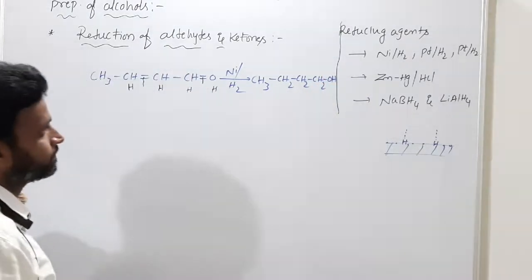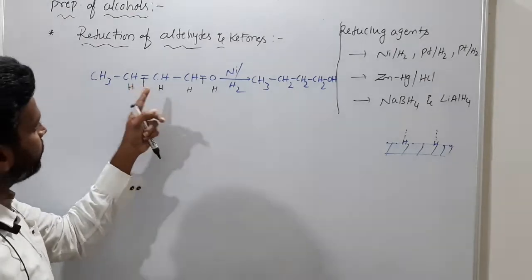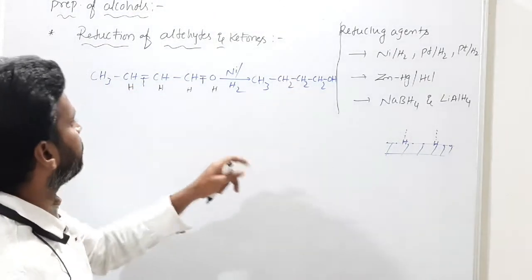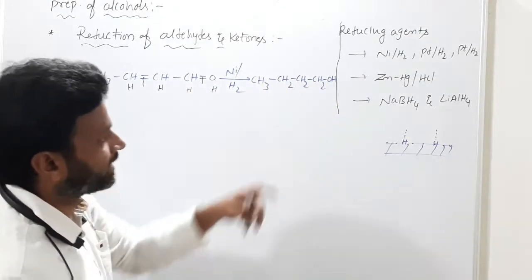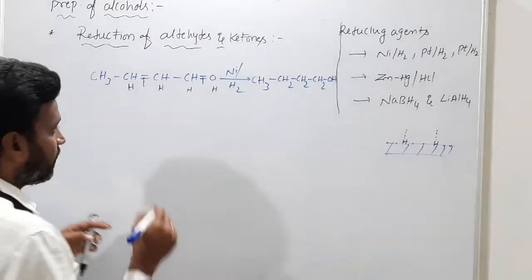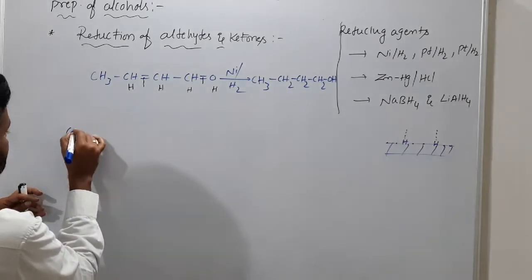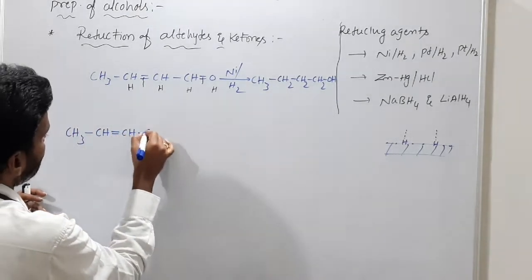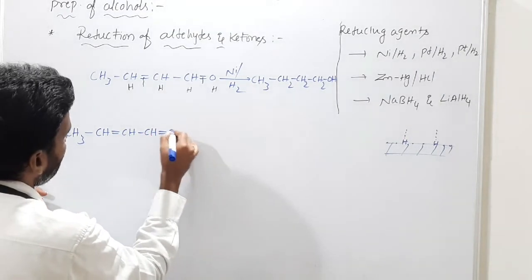This is the product. Wherever you have a double bond, the double bond is broken and converts into a single bond, and the double bond converts into a single bond. Correct? But same for this CH3, CH double bond CH and CH double bond O.